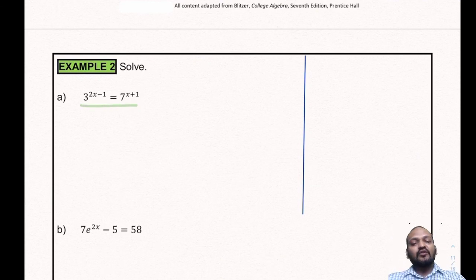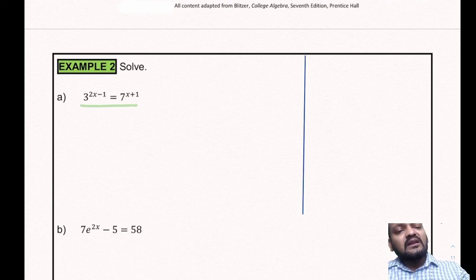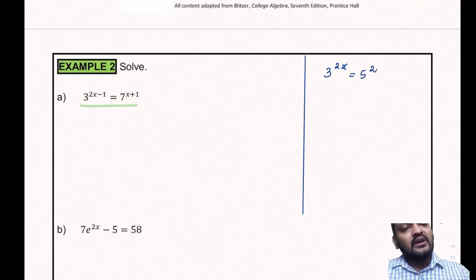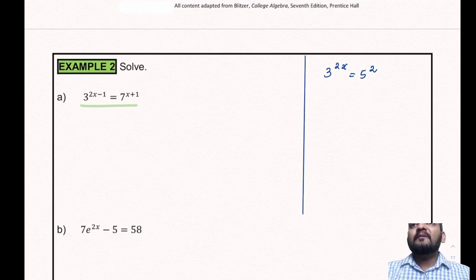Before I solve this problem, I will solve a simple one, then you should be able to follow this one. So let's take a look at this very simple exponential equation that does not have a common base. Suppose you have a problem of 3 to the 2x equals 5 squared, right? How do we solve them? We don't have a common base, so let's see how we solve 3 to the 2x equals 5 squared.